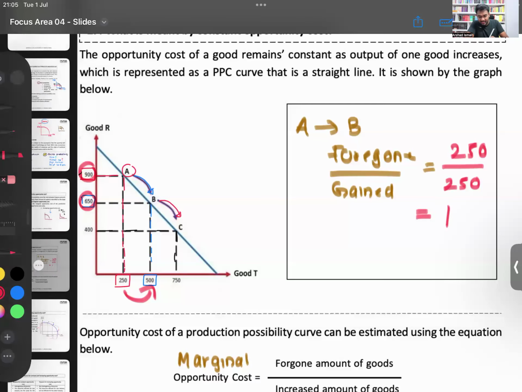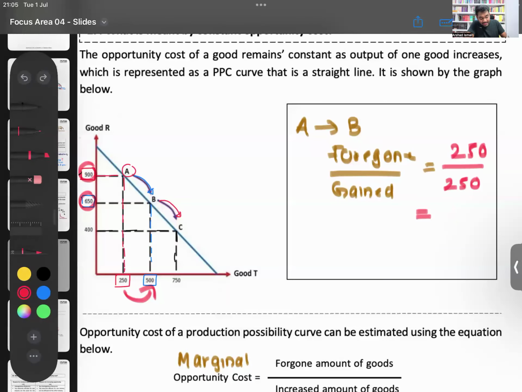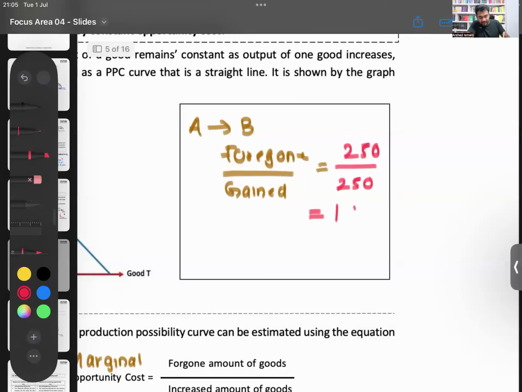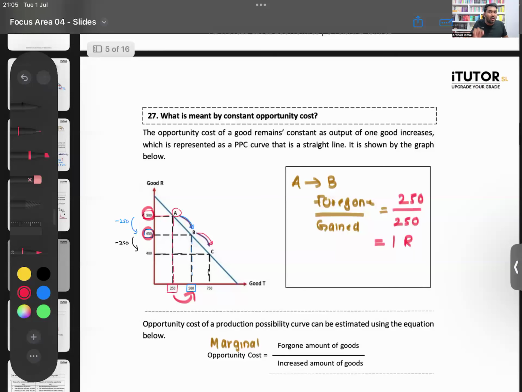Is it one coconut? Opportunity cost, always remember, it's what you sacrifice. So what are you sacrificing here when going from A to B? Is it good R or good T? What are you giving up? Good R. So it's 1 R, Lamai, or you can say 1 unit of good R. You don't have to give a minus there. Even if you give a minus or not, that's all right, because opportunity cost is always what you sacrifice. That's how you calculate marginal opportunity cost.